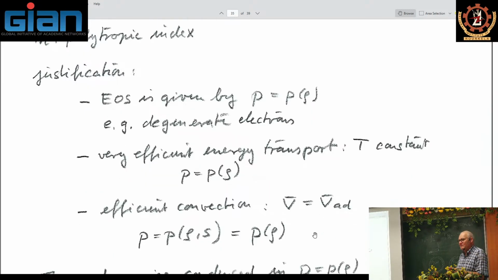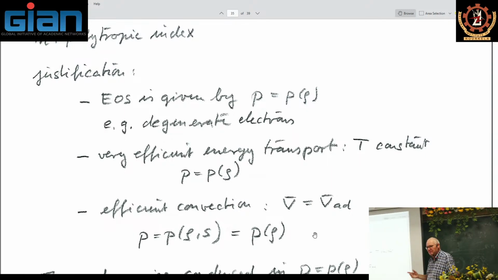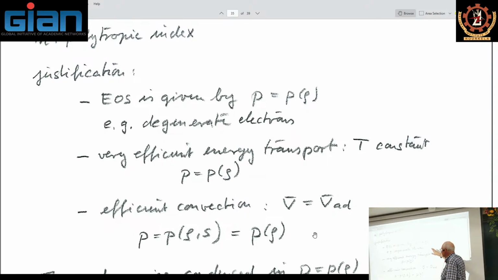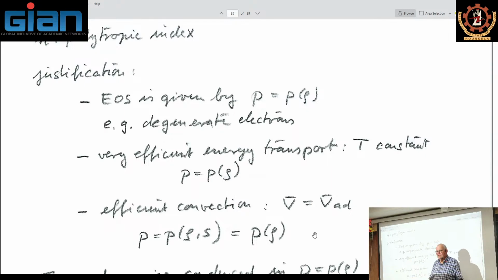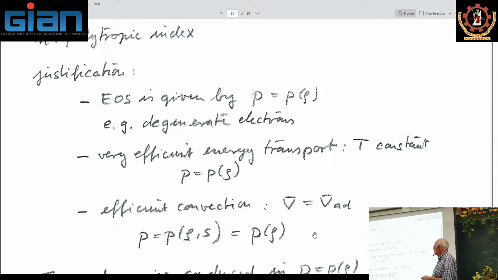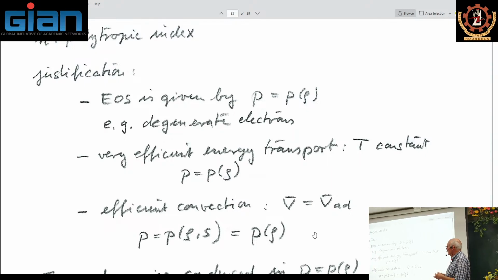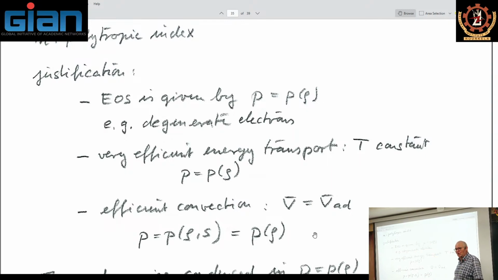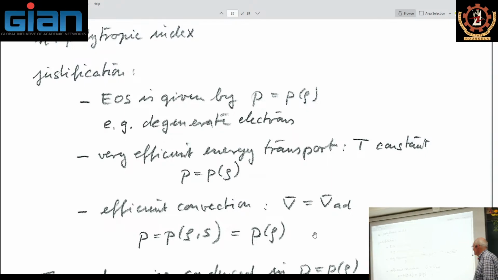Well, one justification would be the case we discussed a few minutes ago, if the equation of state is itself containing a pressure-density relation, for instance in the case of degenerate electrons, relativistically or non-relativistically degenerate electrons. This is one case which is covered by this formal relation between pressure and density.